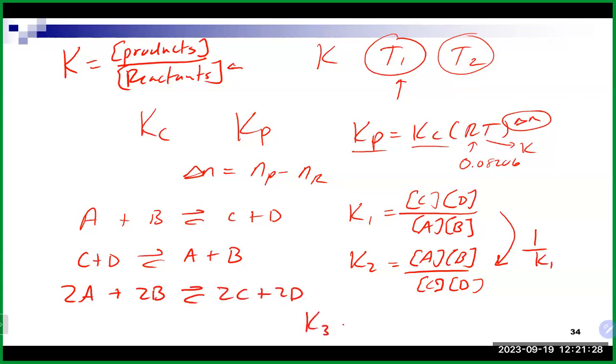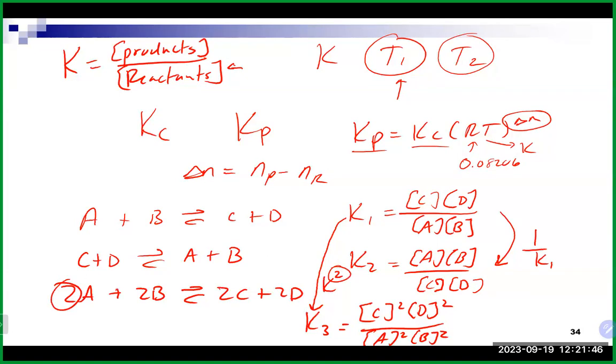Again, that would give us a K value for this one of C squared D squared divided by A squared and B squared. So basically, as we went from our original to here, we basically squared the K value. And that's because we basically multiplied by 2. As you go the other way, if you had to divide by the common number, you would take the square root. So if you were going this way, you would take the square root of K1. If you divided by 3, you would take the cube root of K1. So again, that's also different.